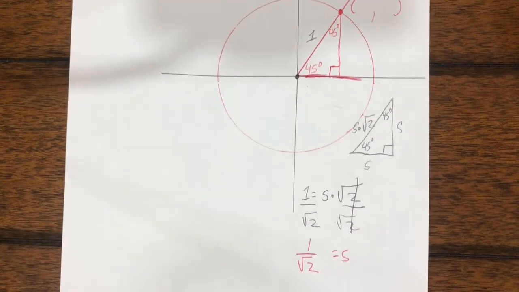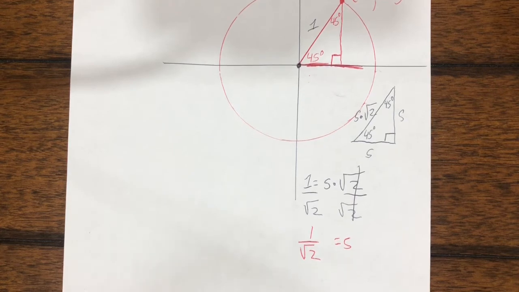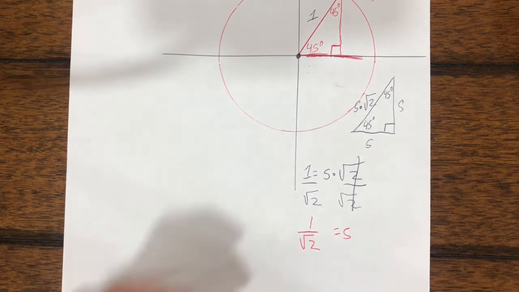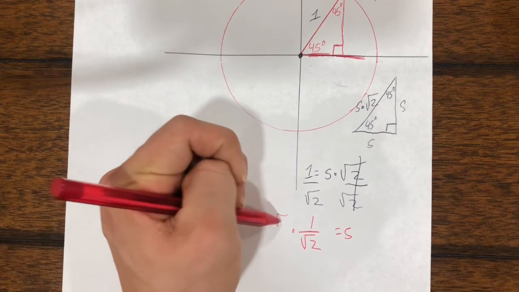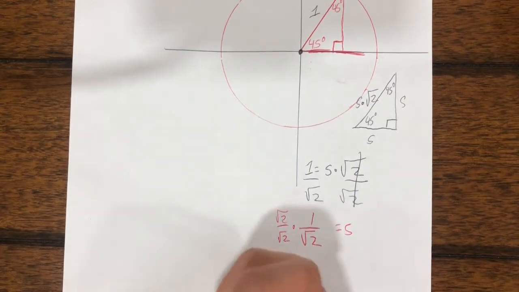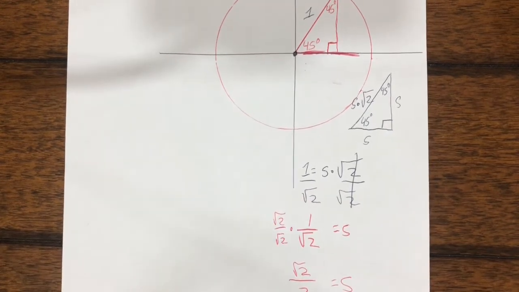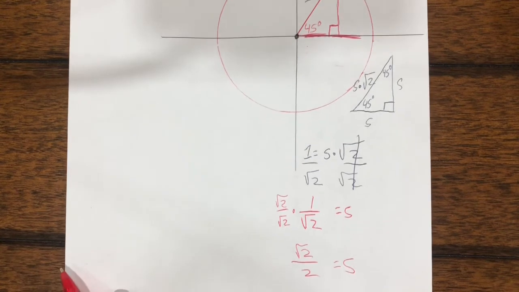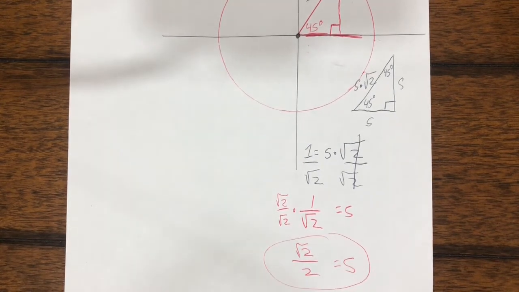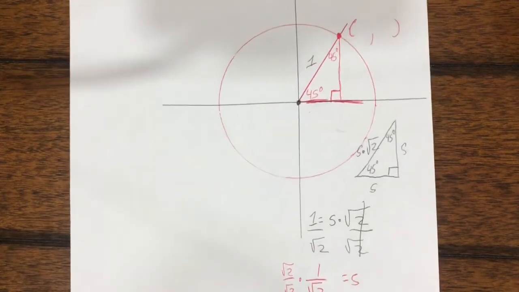But that's not the case, because if we take a look, we have a radical in the denominator, and we're supposed to have no radicals in the denominator. So all I need to do is rationalize by multiplying both numerator and denominator by root 2. Then my final answer for the side is root 2 over 2. So the side for the right triangle over here is root 2 over 2.